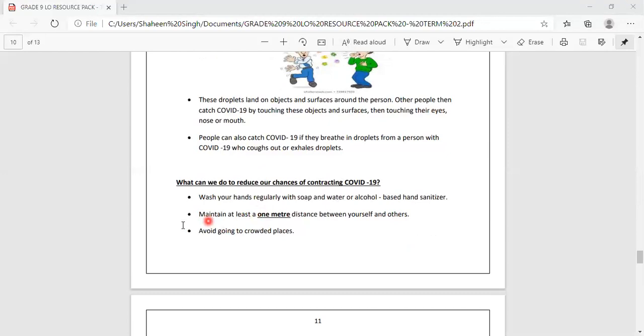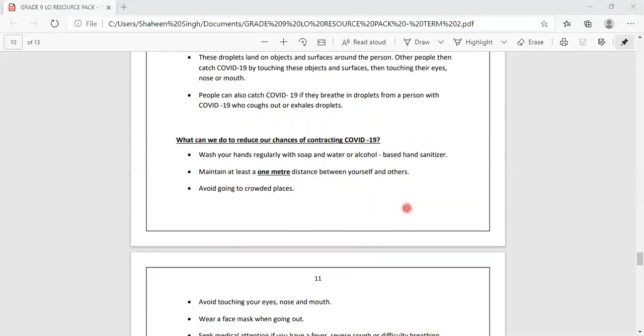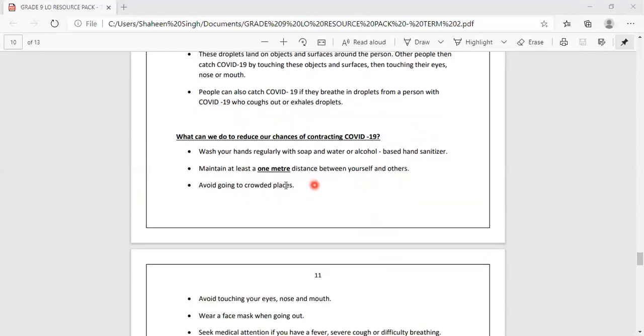In order to reduce our chances of contracting COVID-19, we need to wash our hands regularly with soap and water or an alcohol-based hand sanitizer, as I have previously mentioned, for at least plus minus 20 seconds. It is also important to maintain social distance, the social distance being a meter or more between yourself and others. Avoid going to crowded places. This is telling us to avoid going out unnecessarily unless we have to, and to refrain from going to crowded places because crowded places are known to be super spreaders.